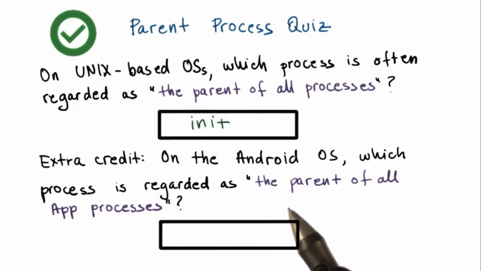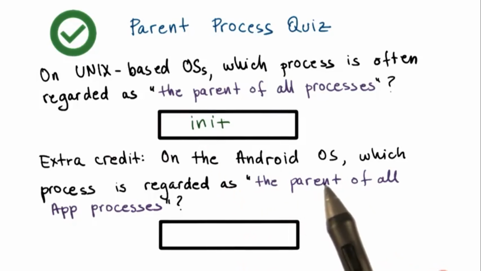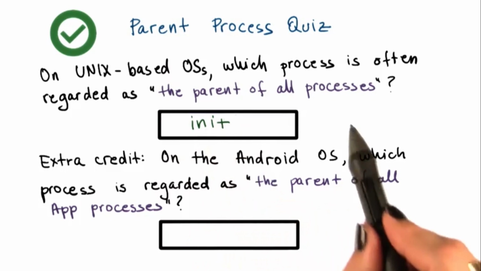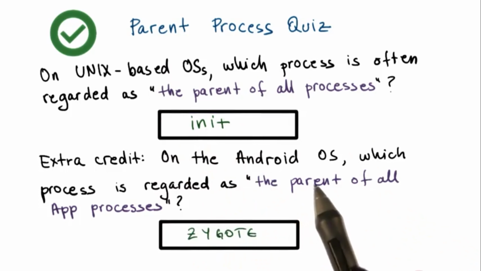On Unix-based systems, init is the first process that starts after the system boots. And because all other processes can ultimately be traced to init, it's referred to as the parent of all processes. On the Android OS, Zygote is a daemon process which has the single purpose of launching app processes. The OS accomplishes this by forking the Zygote process every time a new app needs to be created, so the Zygote process is the parent of all of the apps.